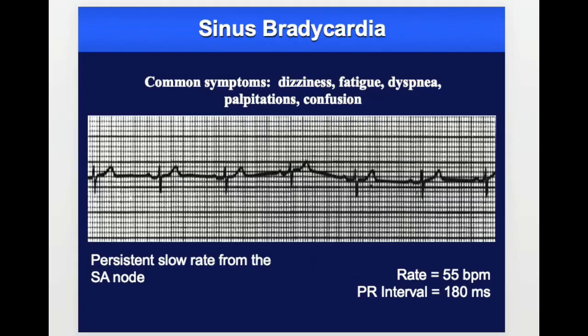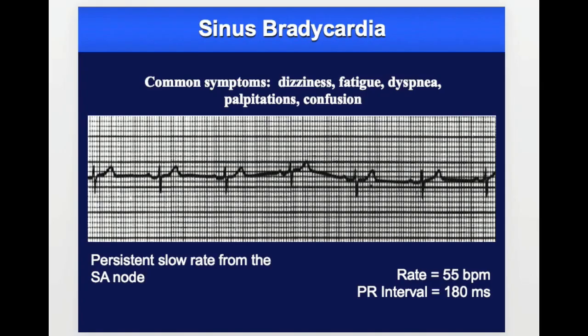In case of sinus bradycardia, the heart rate is consistently less than 60 beats per minute, and the patient is symptomatic. The common symptoms include dizziness, fatigue, dyspnea, palpitation, and confusion. The rate will usually fall between less than 55 beats per minute or 50 beats per minute, even though the recent guideline is 60 beats per minute, and the PR interval is more or less 180 milliseconds.